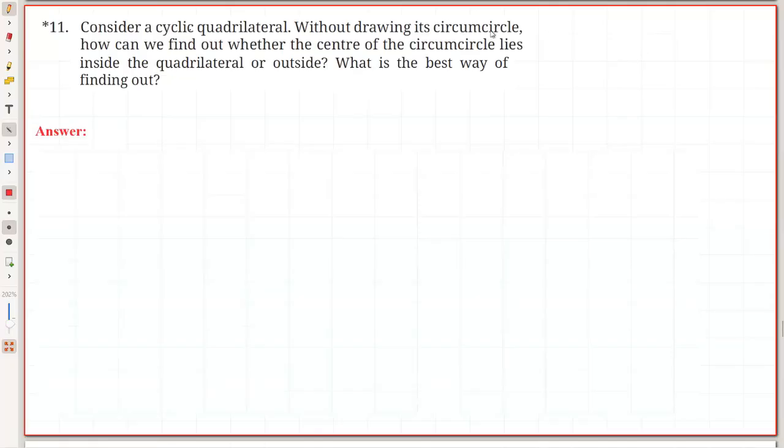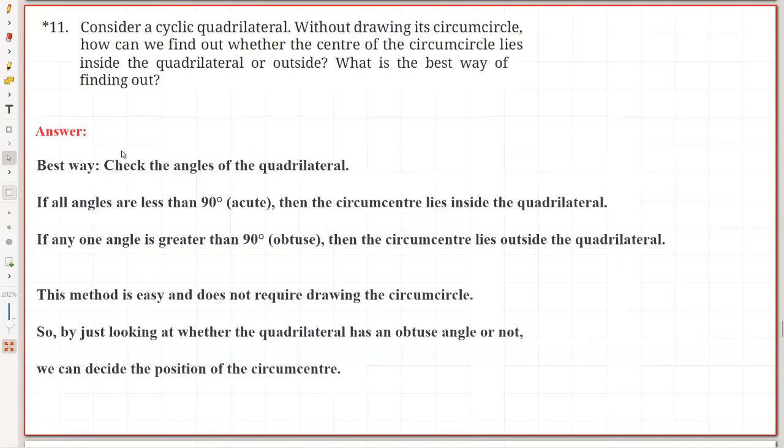So without drawing the circumcircle, we have to identify whether the center of the circle lies inside or outside the quadrilateral. They are asking for the best way. So we are going to check the angles of the quadrilateral. If all the angles are less than 90 degrees, then the circumcenter lies inside the quadrilateral. If any one angle is greater than 90 degrees, that is an obtuse angle, the circumcenter lies outside the quadrilateral.